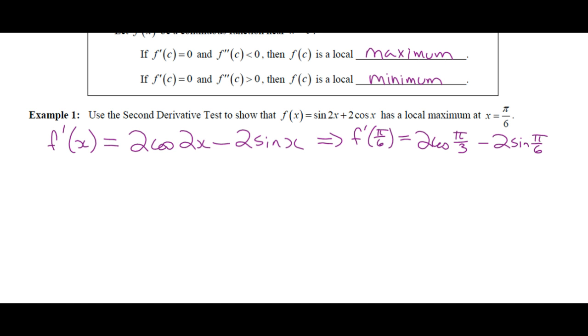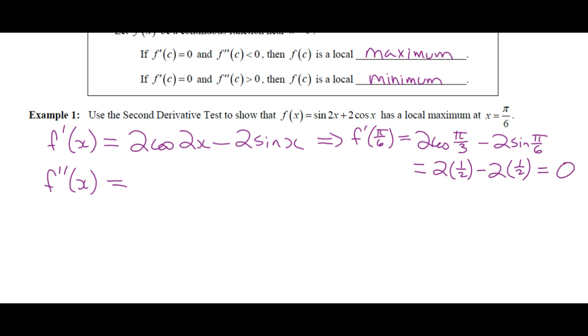All right, so the cosine of pi over 3 is a half, right? So it's 2 times a half minus 2 times a half. Okay, so that's 0. All right, so it's all good, right? So we have f prime of pi over 6 is 0, telling us that there could be a local max or min. So now we'll look at f double prime.